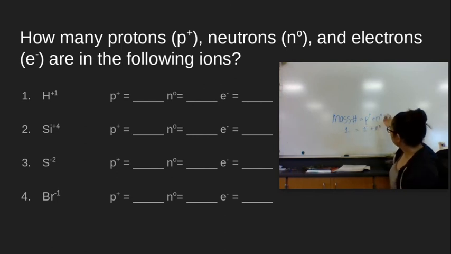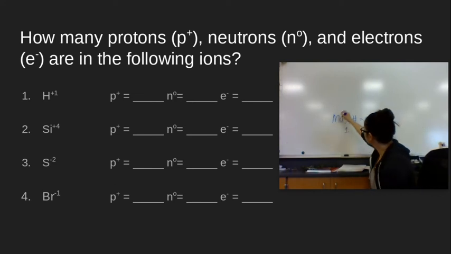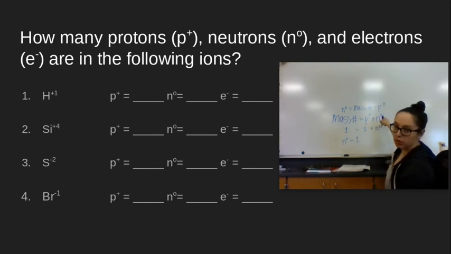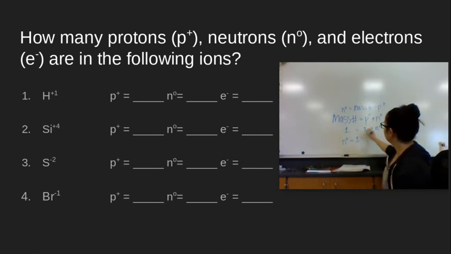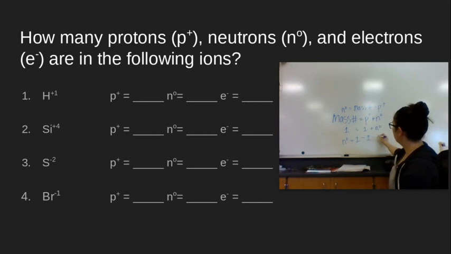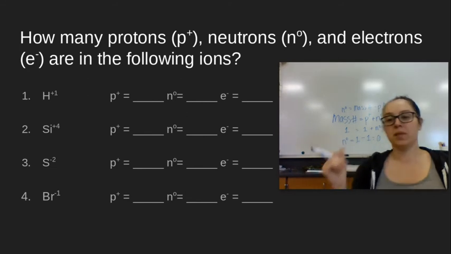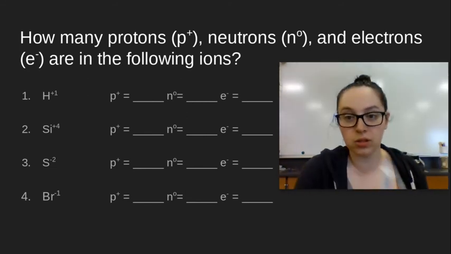What is my number of neutrons going to be? Well, again, I could say my neutrons are equal to my mass number minus my number of protons. So my neutrons equals 1, which is my mass number, minus my number of protons, which is 1, 0 neutrons.